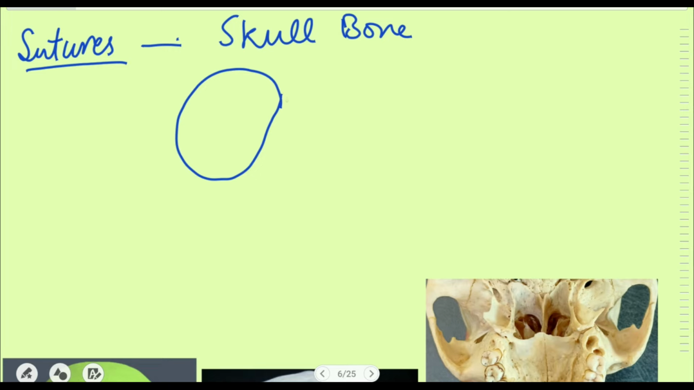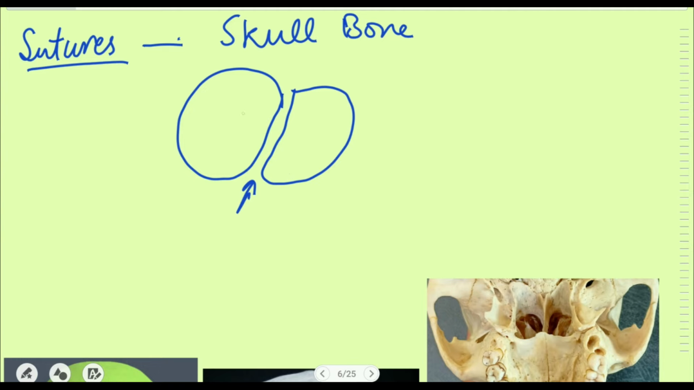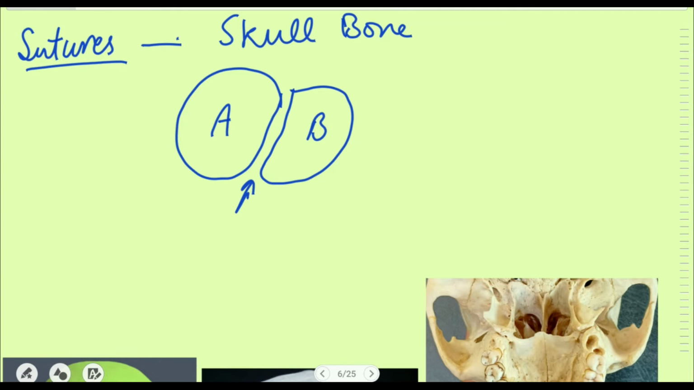So you can see that we've got two flat bones of the skull, and this is the contact between two bones. This is a joint. This is bone A, a flat bone of the skull. This is bone B, another flat bone of the skull. In between is the contact, and in the contact we have got the uniting medium.